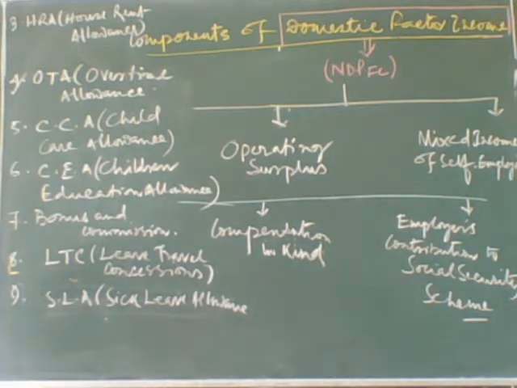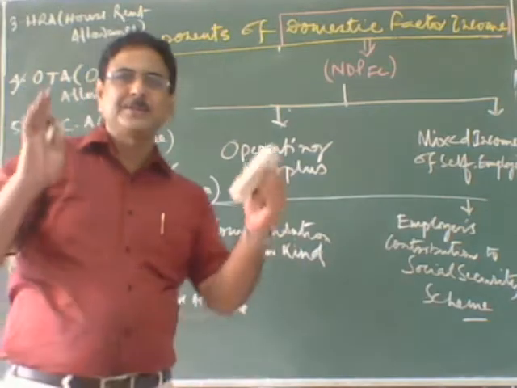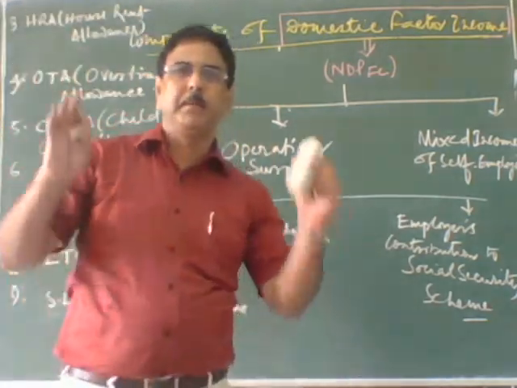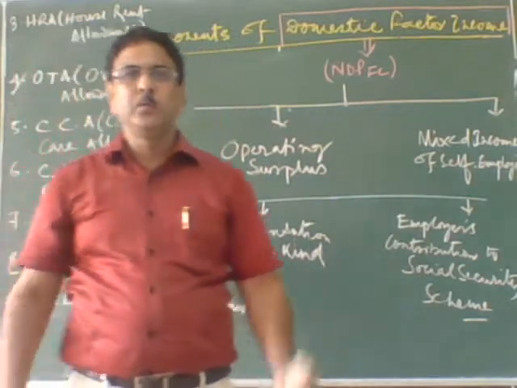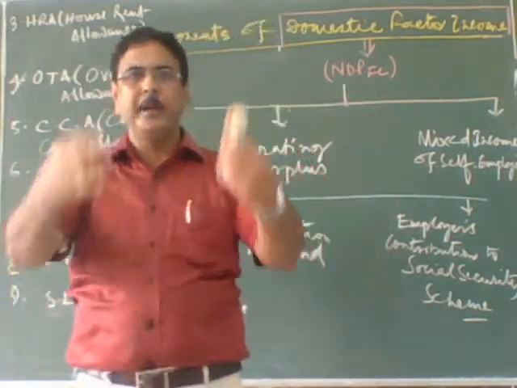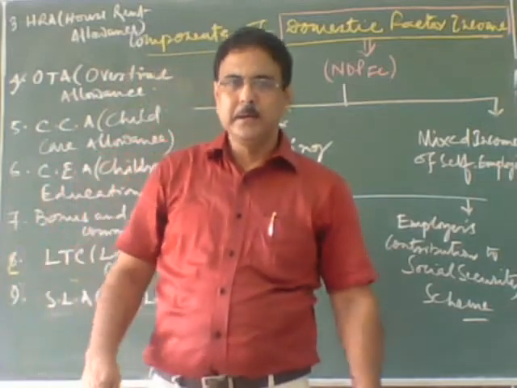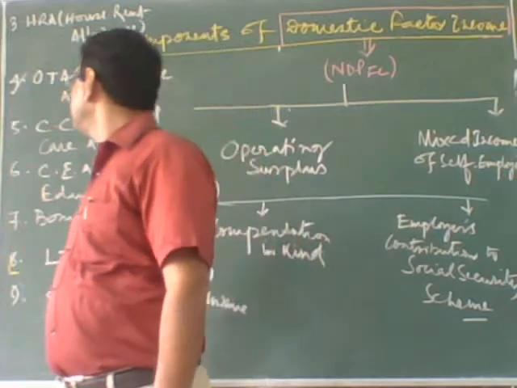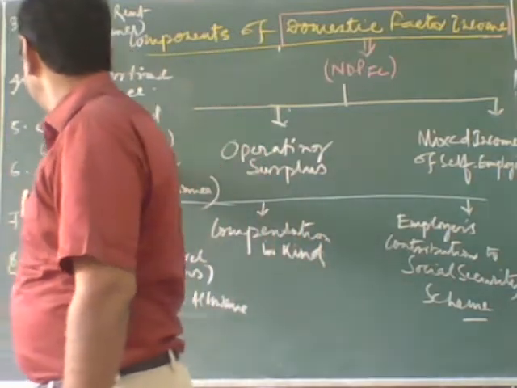Number four is OTA. OTA means overtime allowance. Overtime allowance means payment for extra working time. That means whenever the employees do some extra work, the government will pay for the extra time. That is overtime allowance.